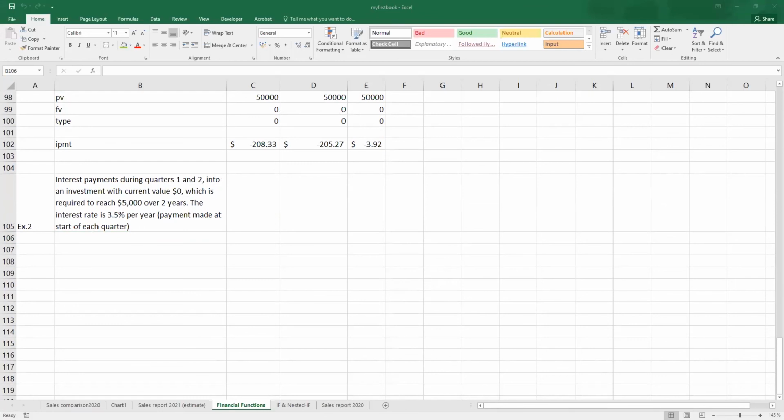Okay everyone, so right now some of you answered to me already for these two values, the interest rate for quarter one and quarter two.